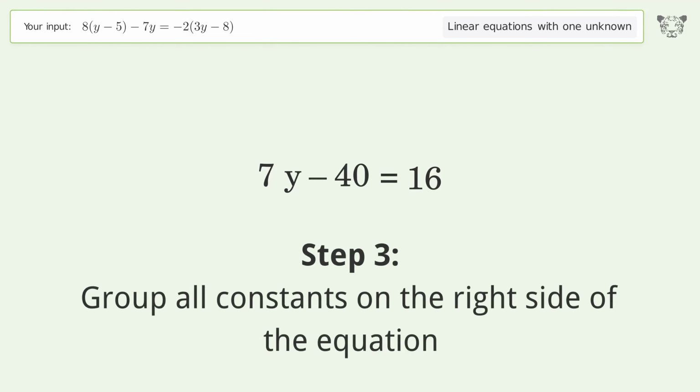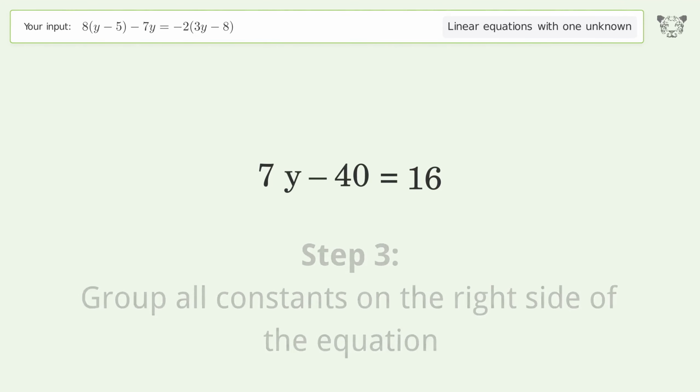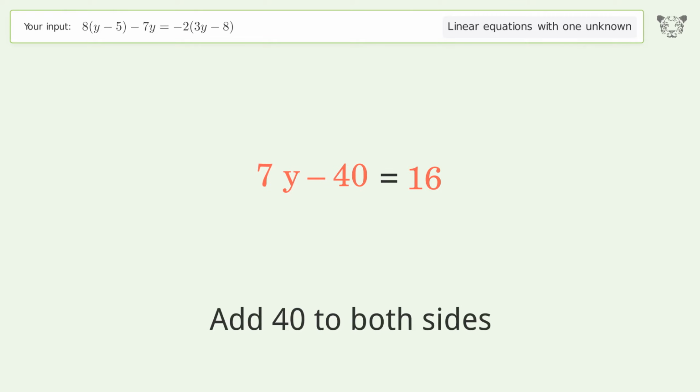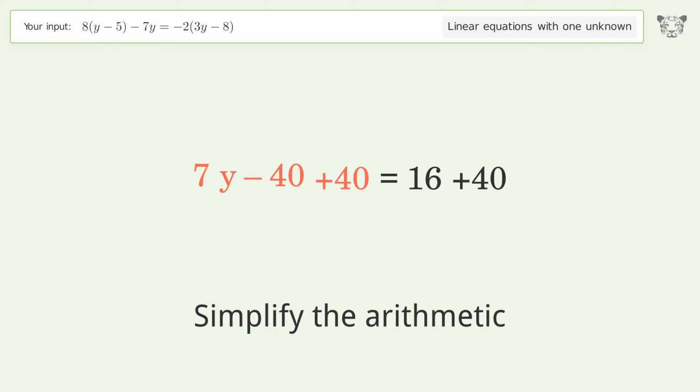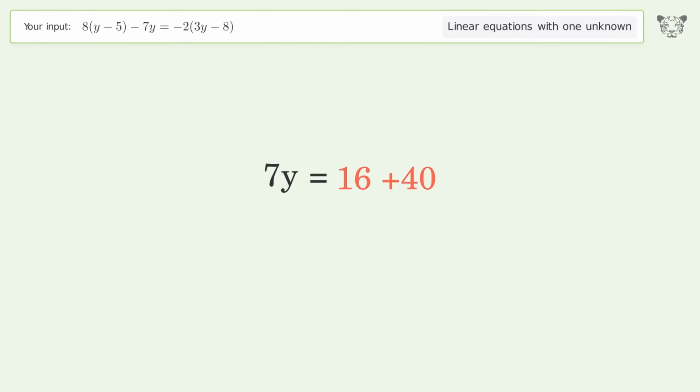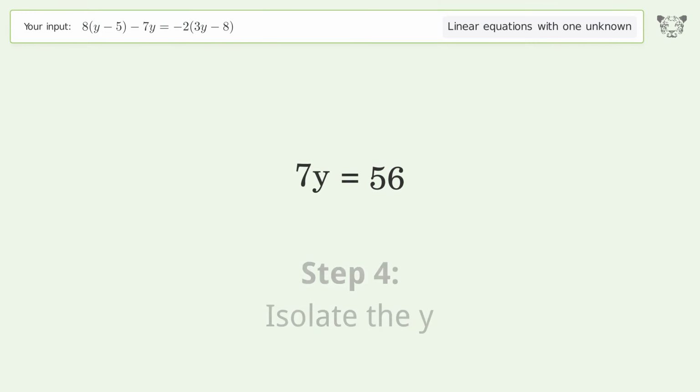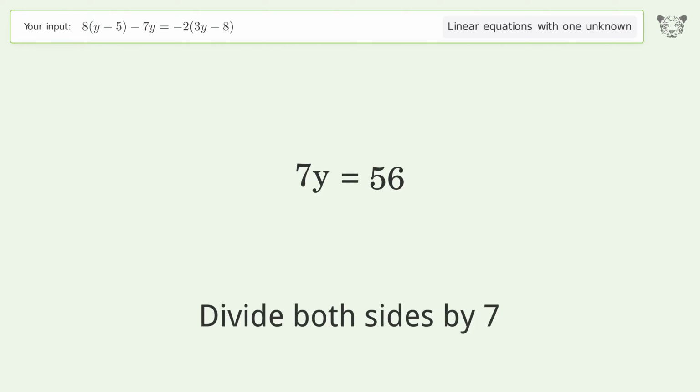Group all constants on the right side of the equation. Add 40 to both sides. Simplify the arithmetic. Isolate the y. Divide both sides by 7.